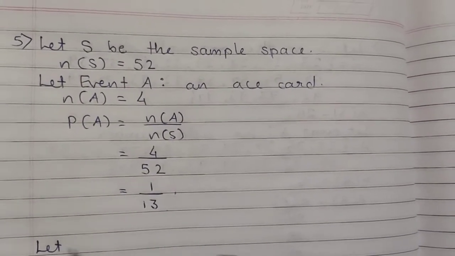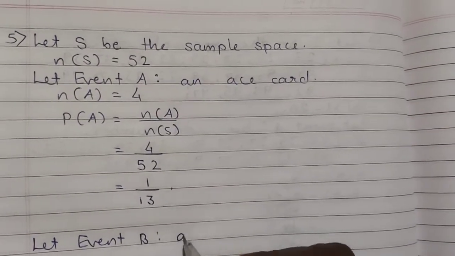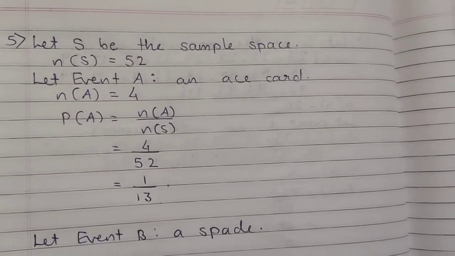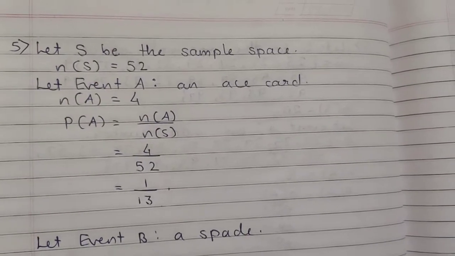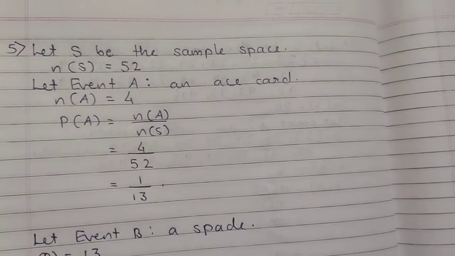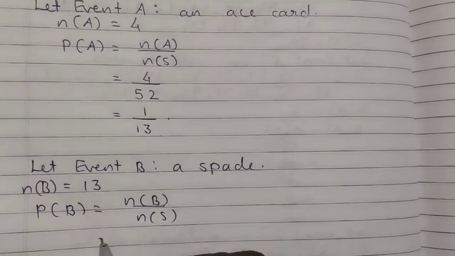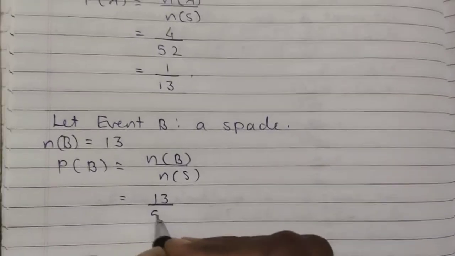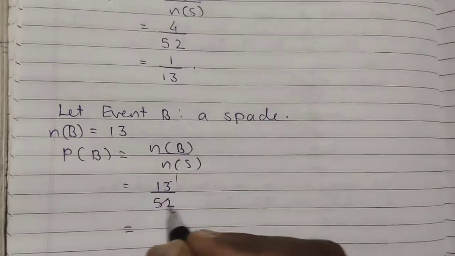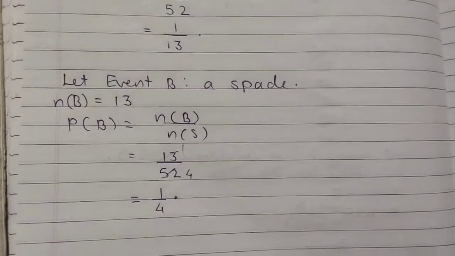Now let us solve event B. What is event B? A spade. Now, how many spade cards are there? That you know, right? So n(B) is how much? 13, because there are 13 spade cards. Now P(B) is equal to n(B) upon n(S). What is n(B) here? 13, n(S) 52. Do the cancellation by 13. So 13 ones are 13 and 13 fours are 52. So here you are going to get 1 upon 4.